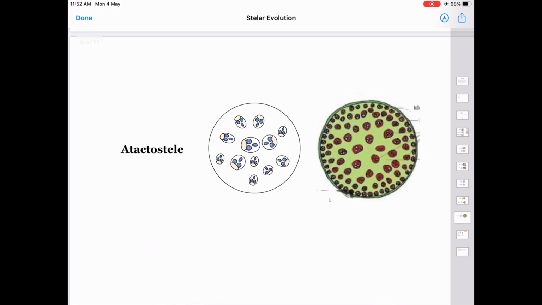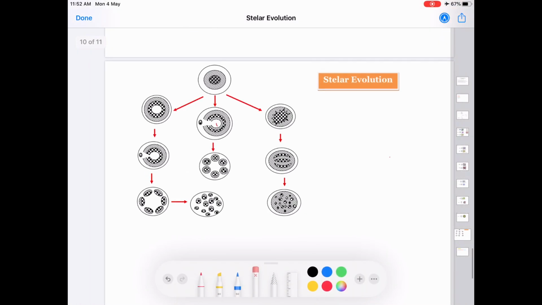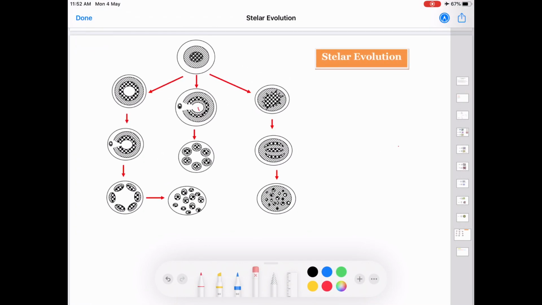Now, coming on to the stellar evolution. In stellar evolution, the protostele is considered as the most primitive type of stele. And from the protostele, all other steles have evolved.